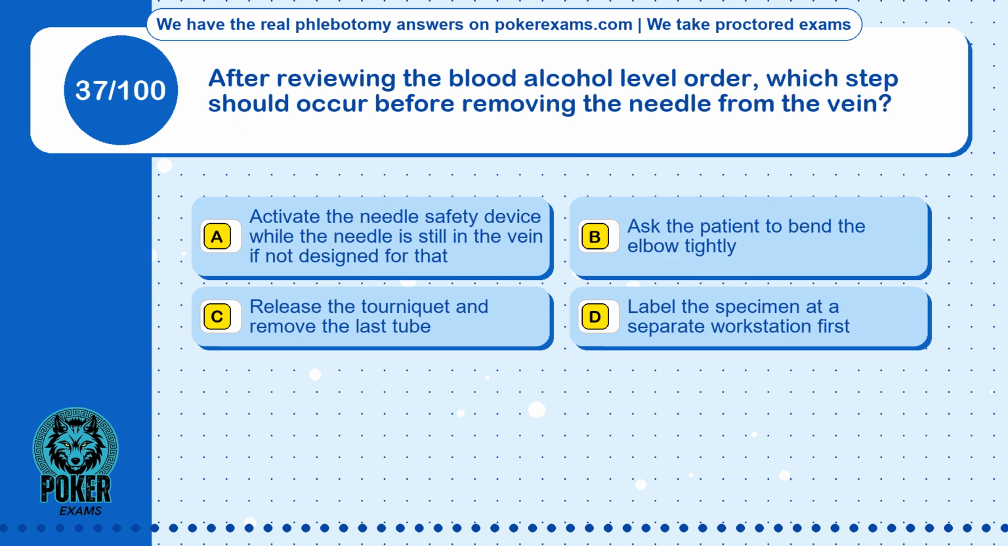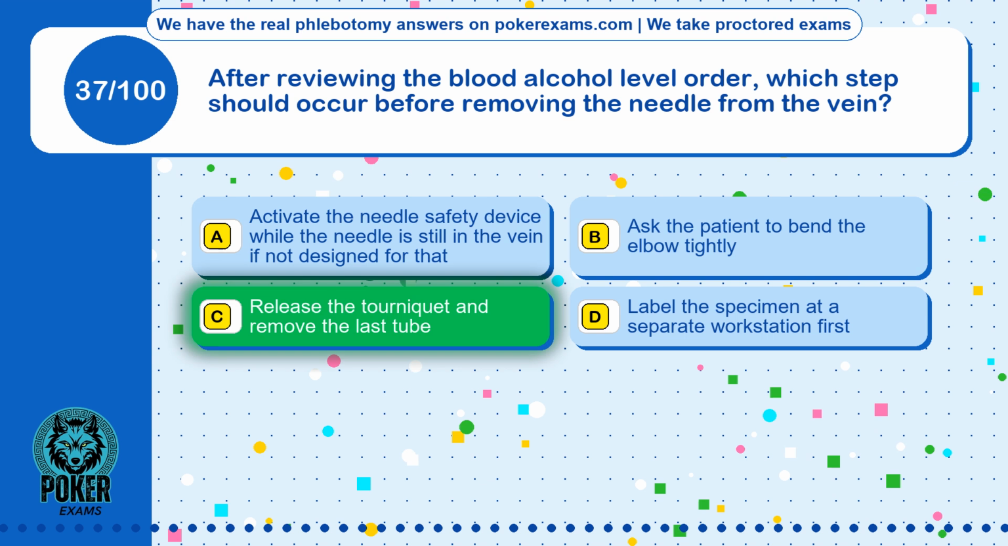Question 37. After reviewing the blood alcohol level order, which step should occur before removing the needle from the vein? Option A. Activate the needle safety device while the needle is still in the vein if not designed for that. Option B. Ask the patient to bend the elbow tightly. Option C. Release the tourniquet and remove the last tube. Option D. Label the specimen at a separate workstation first.